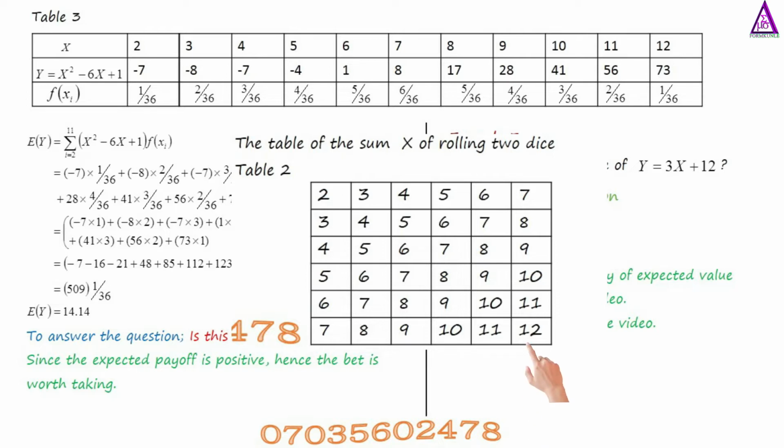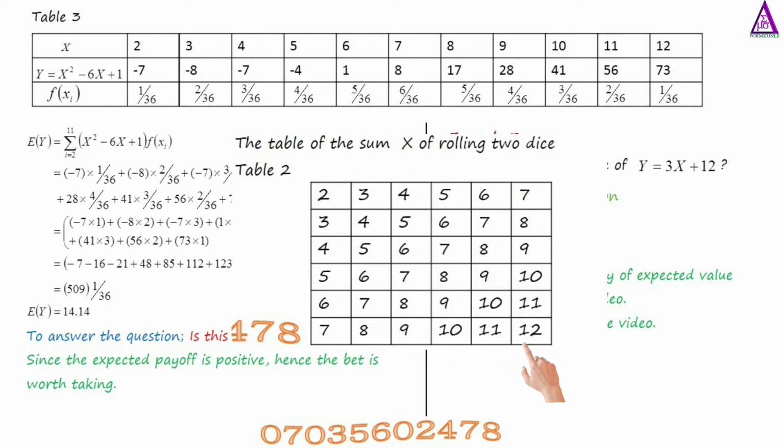That is to say, 2 appears once and 3 appears twice. That's the reason why we have 2 over 36. 4 appears thrice. That's the reason why we have 3 over 36. And 5 appears 4 times. That's the reason why we have 4 over 36. 6 appears 5 times. That's the reason why we have 5 over 36. 7 appears 6 times. That's the reason why we have 6 over 36.